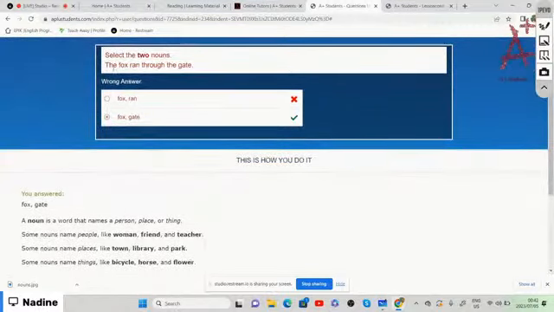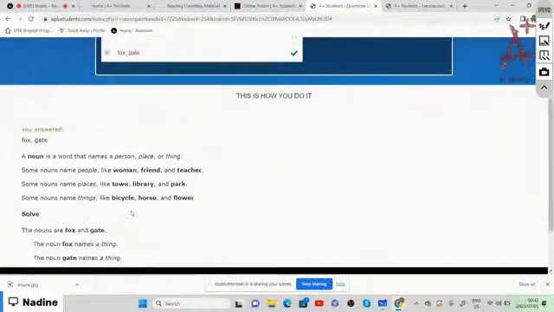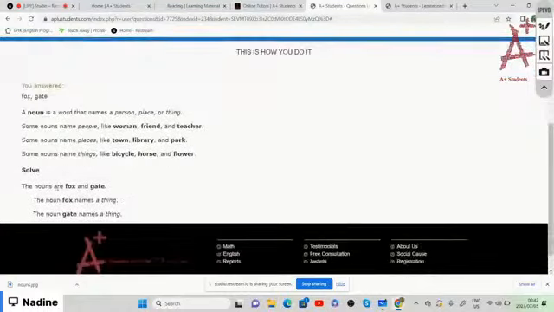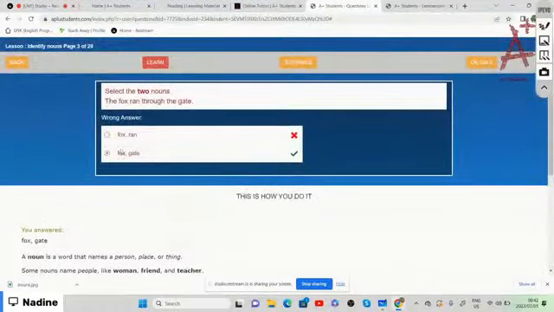However, remember if you choose any answer that is incorrect, it will then take you back to the tutorial, right? So basically, we're not going to say that the answer is incorrect, but if it is, then we will take you back to the tutorial and it will give you a breakdown of what the correct answer is, right? So fox names a thing or animal, and gate names a thing, which means that option one was incorrect. So option two is then the correct answer, right?